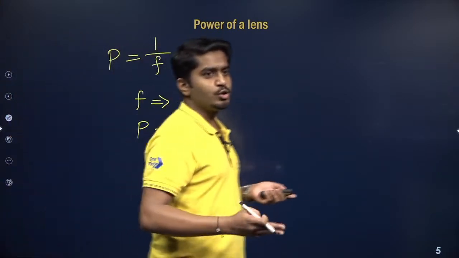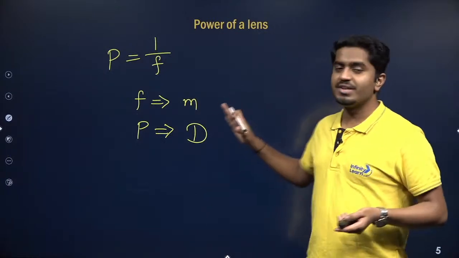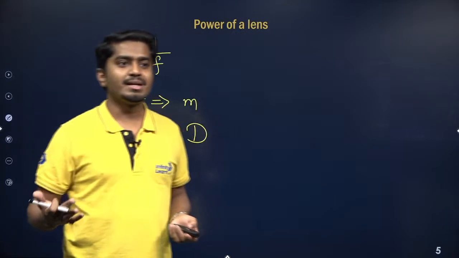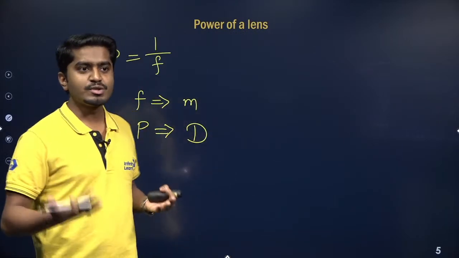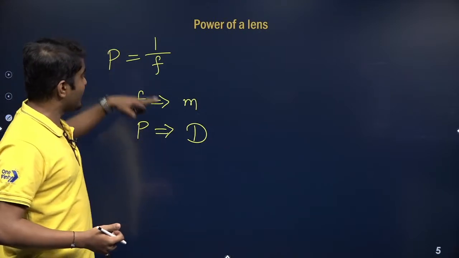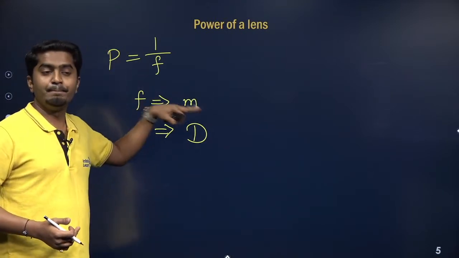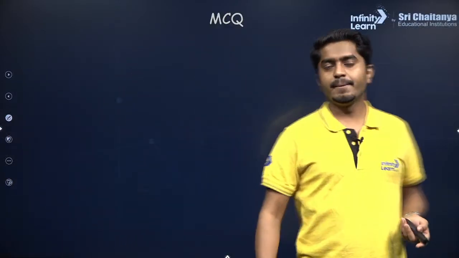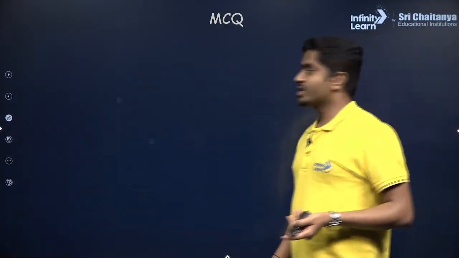You generally don't make a mistake with the sign convention here, but sometimes the focal length is given in centimeters and you are in a hurry solving questions and you make the mistake. So make sure that the focal length is in meters. That is the most important thing. Okay, so now the next question.